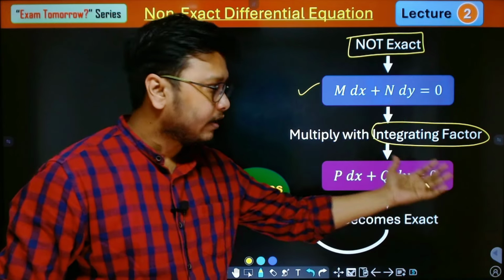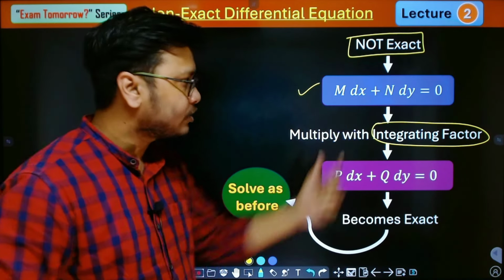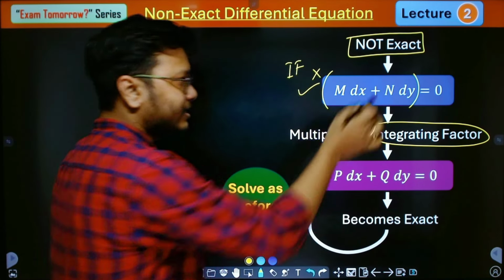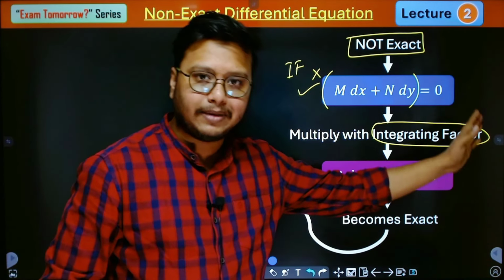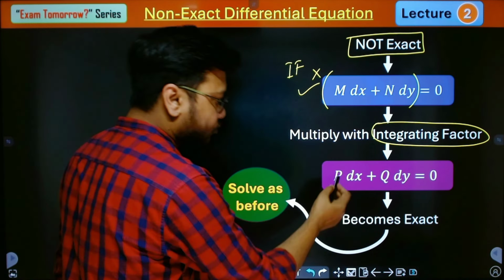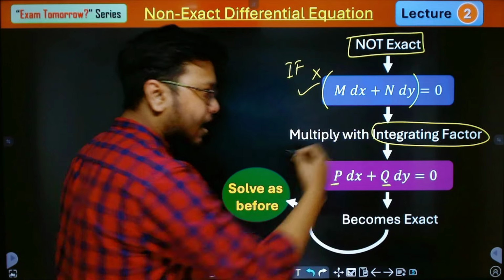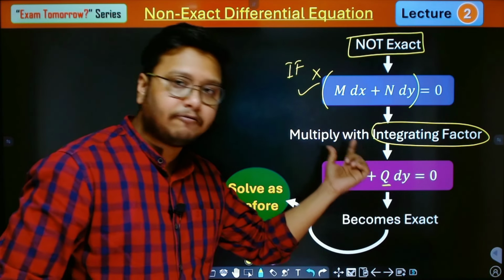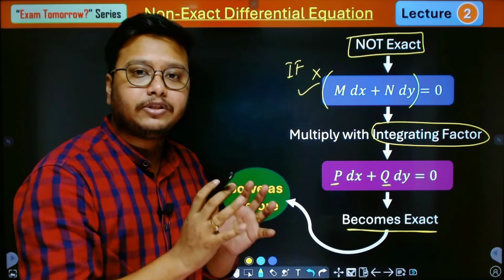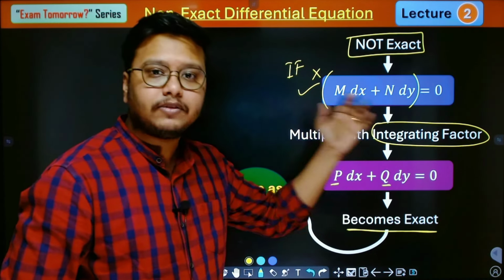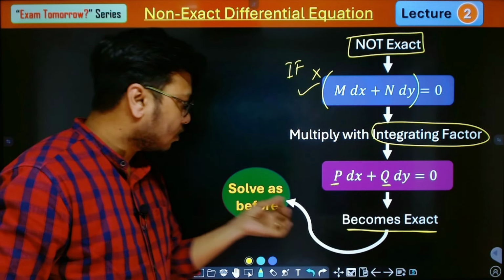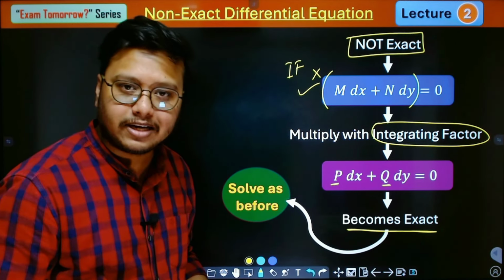Once we find the integrating factor, we need to multiply it on both sides. So you can understand that I am multiplying the integrating factor on both sides of this differential equation. The right hand side remains 0 after the multiplication. The left hand side changes. Let's say M has changed to P and N has changed to Q after the multiplication. Now this differential equation becomes exact. So this is the work of the integrating factor. The multiplication with the integrating factor makes it exact. The moment it becomes exact, we can solve this just like before in our previous lecture.